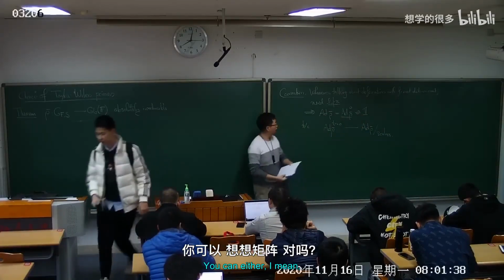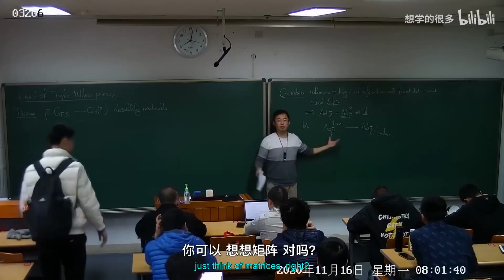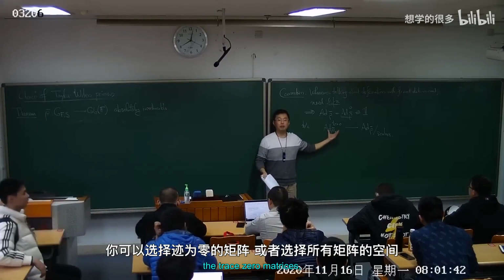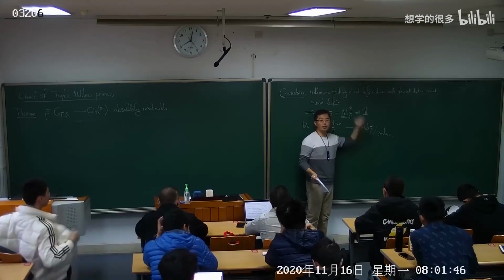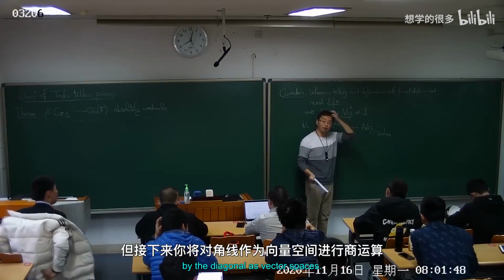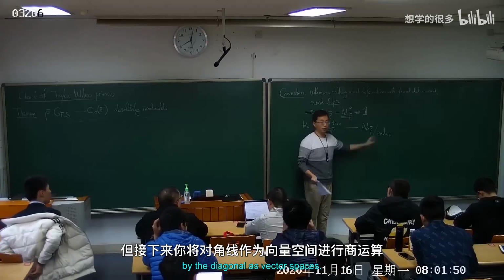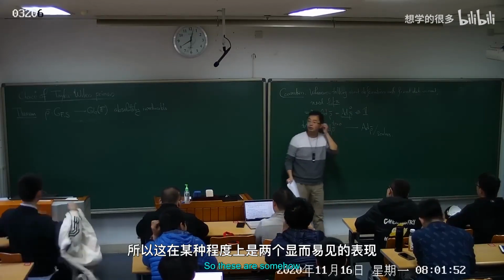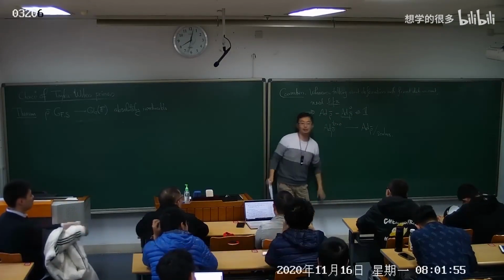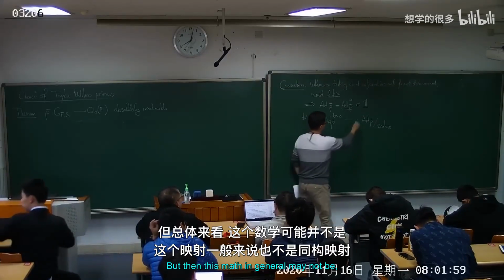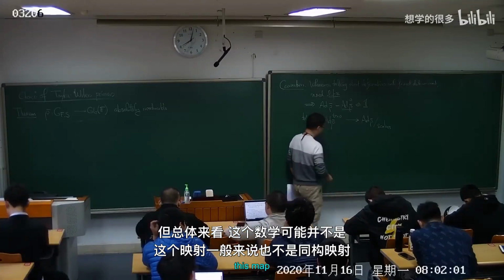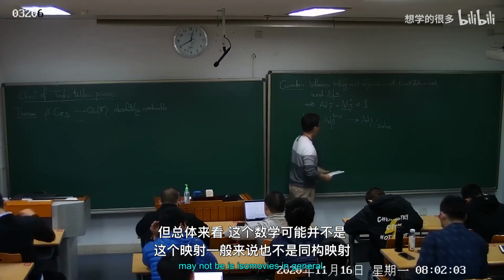Just think of matrices, right? You can either take the trace zero matrices, or take the space of all the matrices and then quotient out by the scalars as vector spaces. So these are two obvious realizations of trace zero in our mind. But then this map may not be an isomorphism in general.